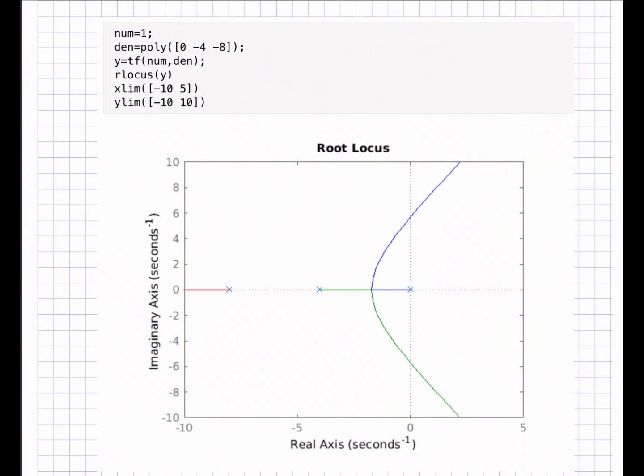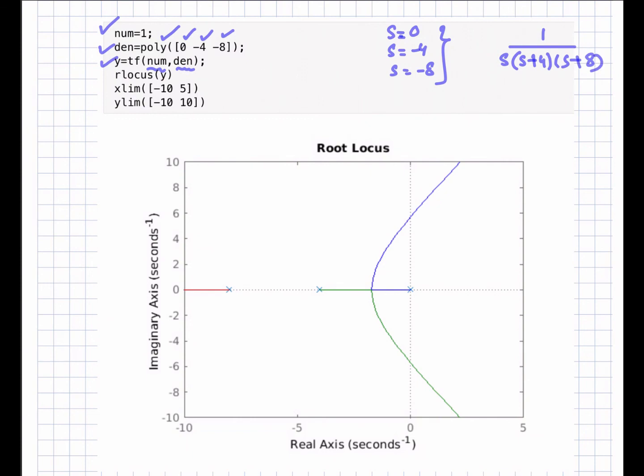Okay, here is the MATLAB based plot of this example. Here you can see the instructions written in MATLAB. Numerator is equal to 1, and as we have seen, our poles are at s equal to 0, s equal to -4, s equal to -8. These are the three poles. So I have developed a polynomial giving it the position of the roots 0, -4 and -8, right? And then I have defined the transfer function using the numerator and the denominator. Numerator is equal to 1 and the denominator is s, s plus 4, s plus 8. So this transfer function is defined.